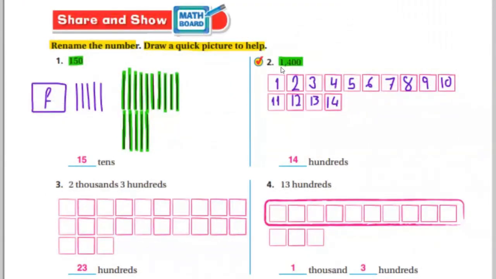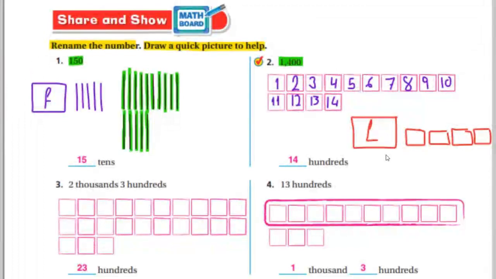Okay, can we use another way? Yes, we can. We have 1 in the thousands place here, so we can use a large cube, like that. So this is a large cube. Write L for it, large cube. And how many in the hundreds place? 4, right? So how many flats are we going to use? 4 flats. 1, 2, 3, 4. So that's another way to model this number.